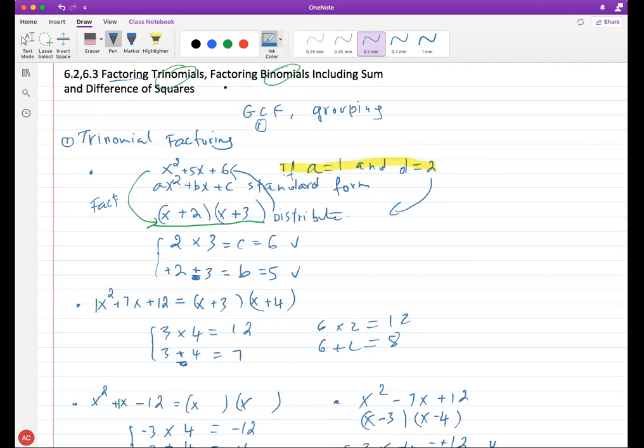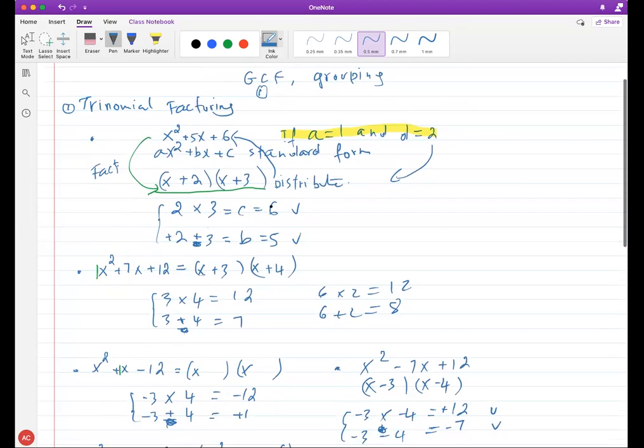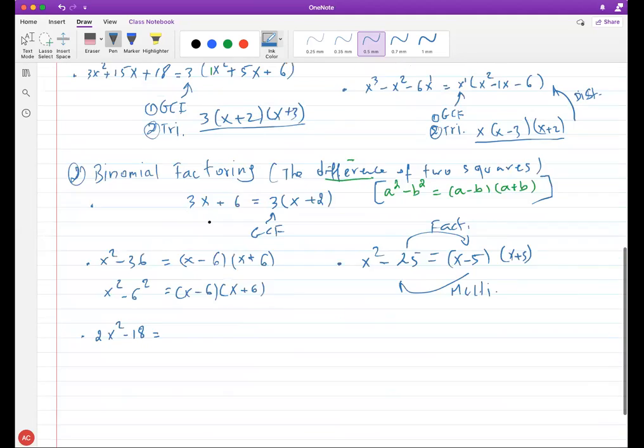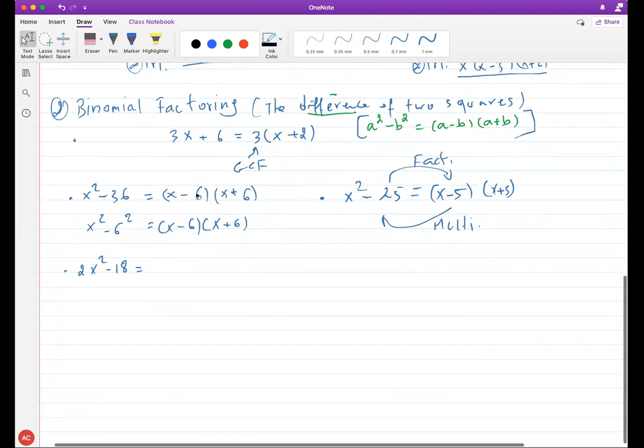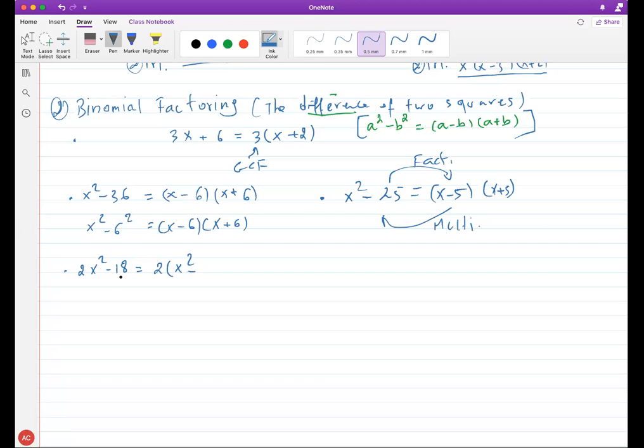If not, you see how many terms you have, whether you have A and D, 1 and 2, and you see if you can use trinomial or binomial. So here we're going to try the GCF first. Factor the 2 out. Divide by 2, get x to second. Divide by 2, we get 9. Okay, that's the first step. Anything else? Can we factor this more?